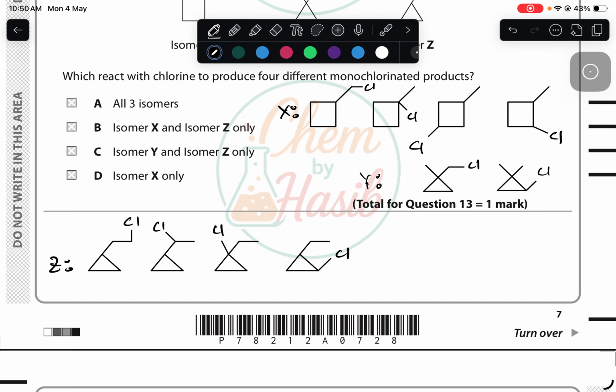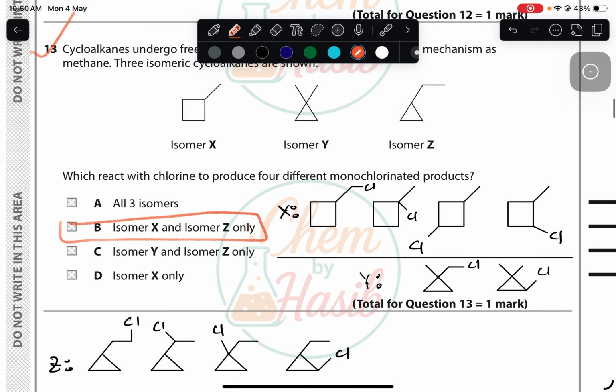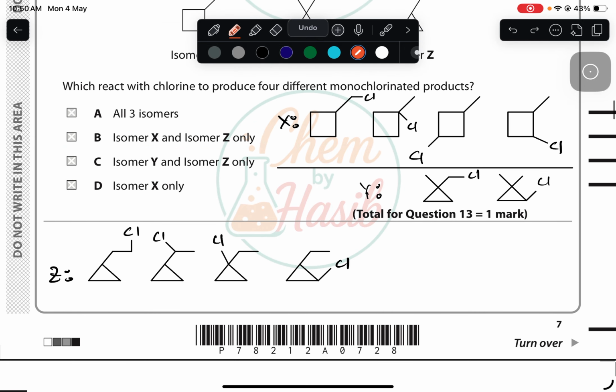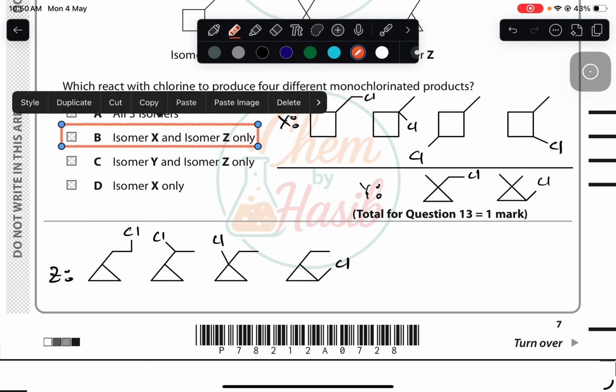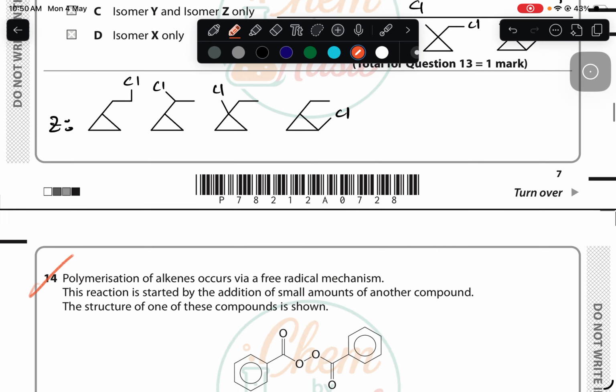So you get 4 products from X, 2 products from Y, and 4 products from Z. So your answer to question number 13, my bad, not C, will be B. B is the answer, isomer X and Z only. I move on to the next question.